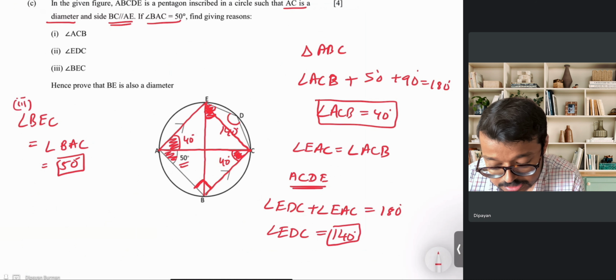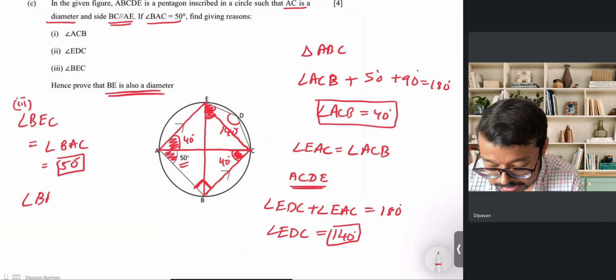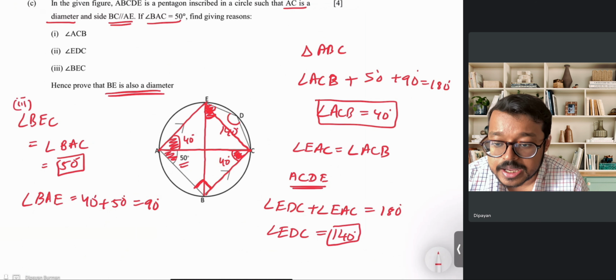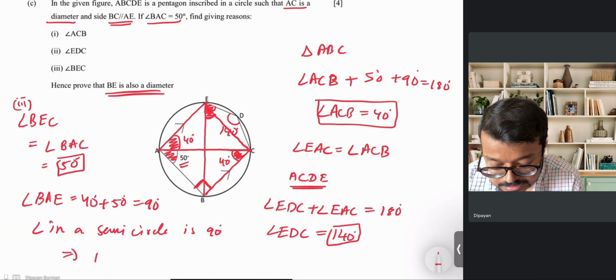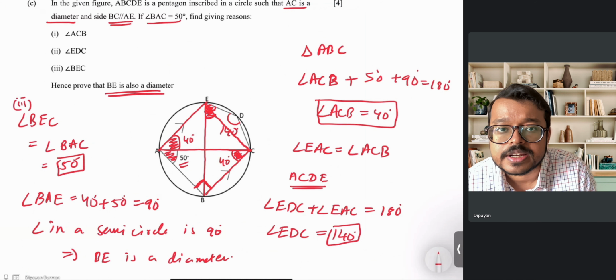Now, if I look at trying to prove BE is also a diameter, I have to look at whether angle BAE is 90 degree or not. So if I calculate angle BAE, it is 40 degree plus 50 degree, which is 90 degree. So since angle BAE is 90 degree and we know that angle in a semicircle is 90 degree, it implies that BE is a diameter. So such simple proofs can also be asked along with finding the missing angles.